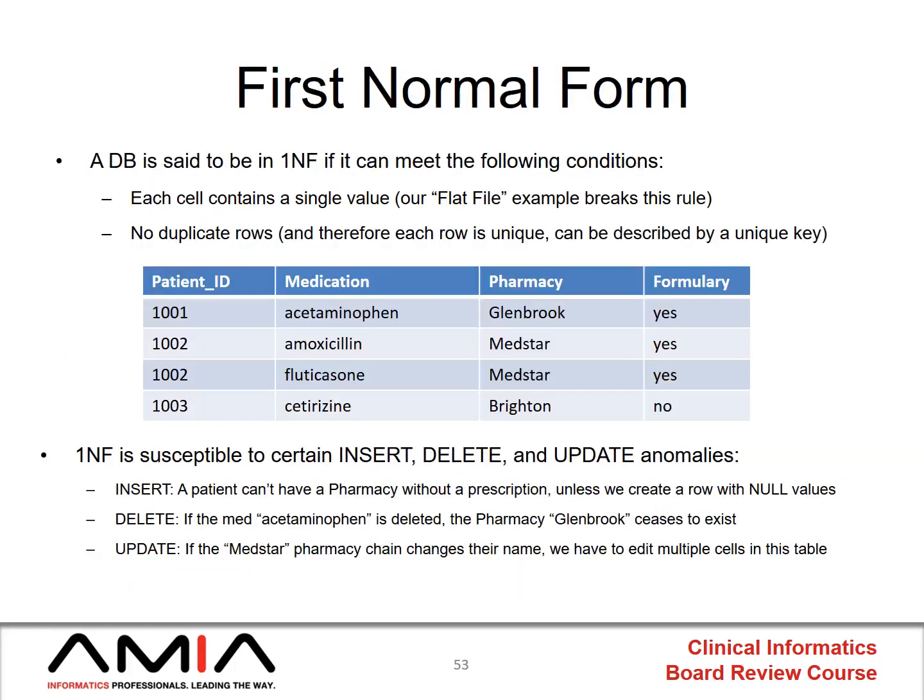Actually, this is an example of a database that's in first normal form. You can see that each cell contains a single value, unlike our flat file, which broke that rule, and that there are no duplicate rows. I've got 4 distinct rows with 4 distinct tuples. But this is in some ways susceptible to various insert, delete, and update anomalies.